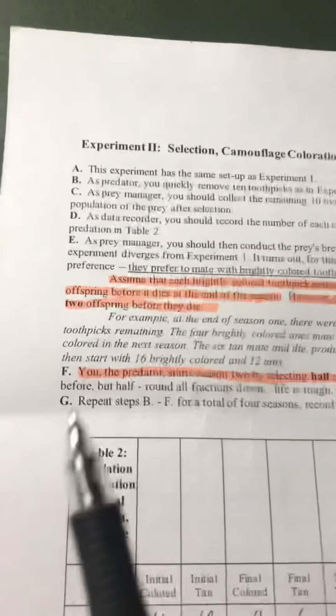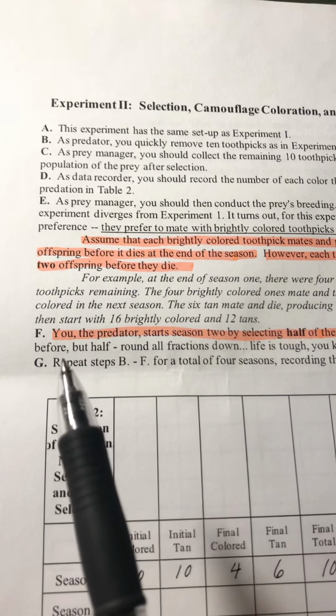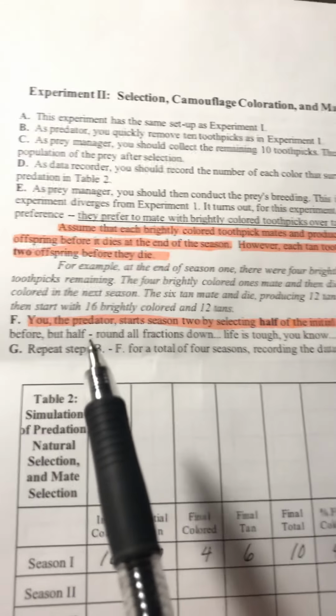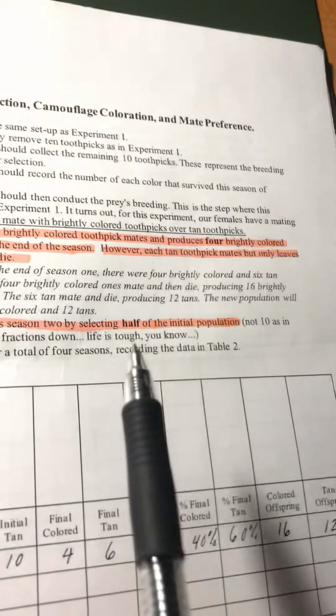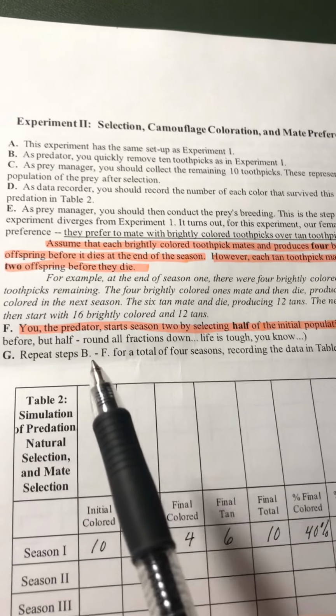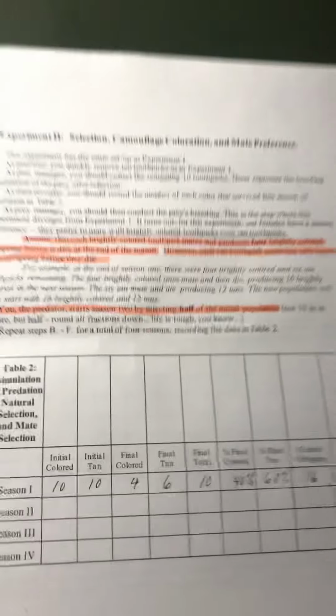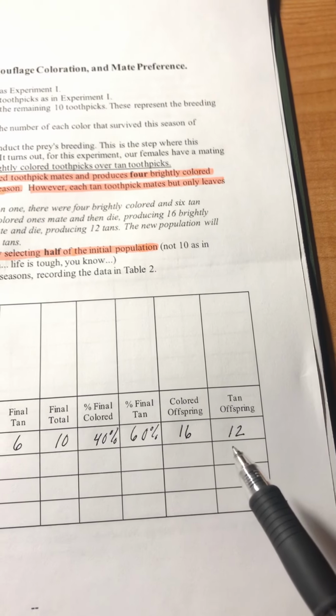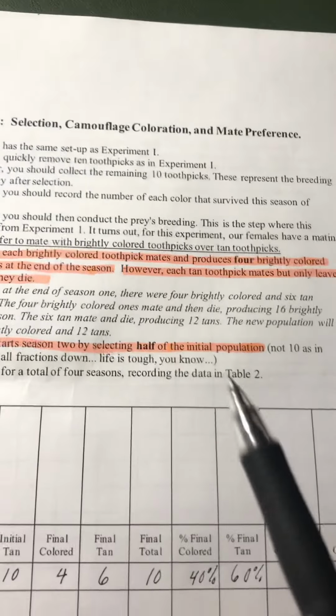But wait, you have to read more of the instructions here. So, this is how experiment 2 is different as well. You, the predator, start season 2 by selecting half of the initial population. Not 10, as before, but half. Round all the fractions down. Yeah, it's not always going to be great. But, so now you're going to take half of what you had here.